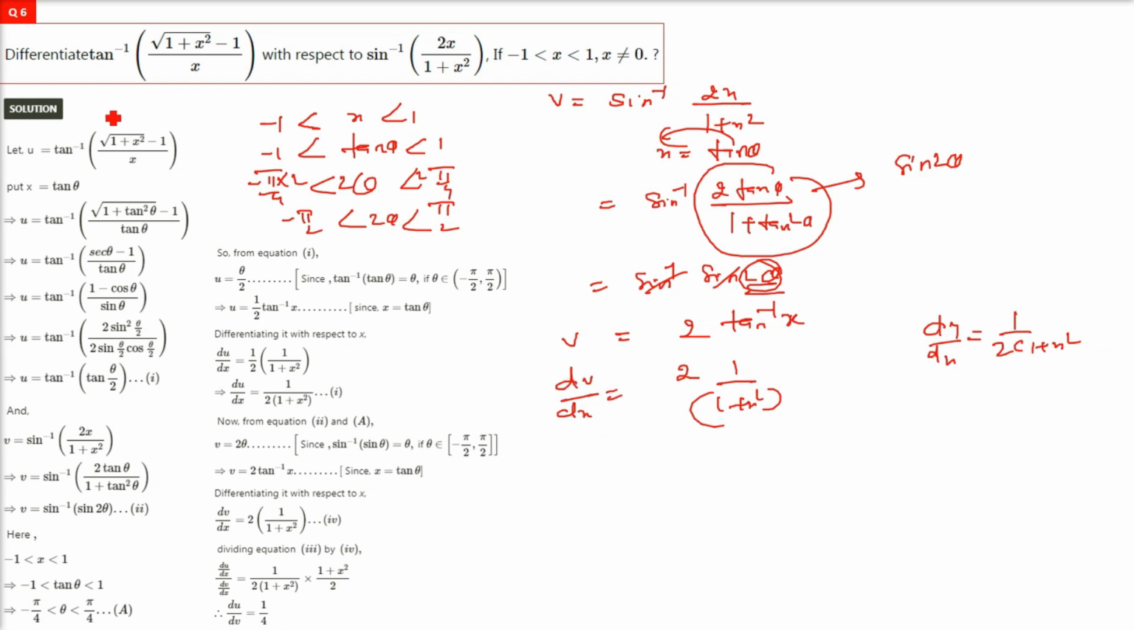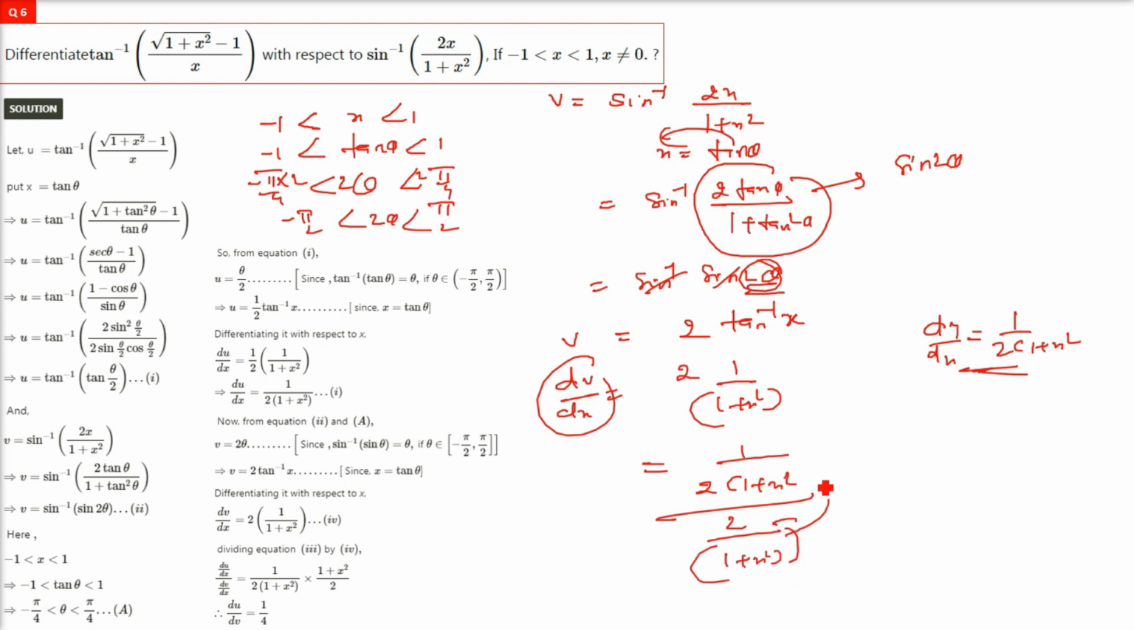So now just du by dx we have to do. So we have to do du by dx divided by dv by dx. That is 1 by twice of 1 plus x square divided by twice 2 into 1 by 1 plus x square. So this gets cancelled. 2 into 2 is 4 in the denominator. So what do you get? Finally you get 1 by 4, that is du by dx. Okay.